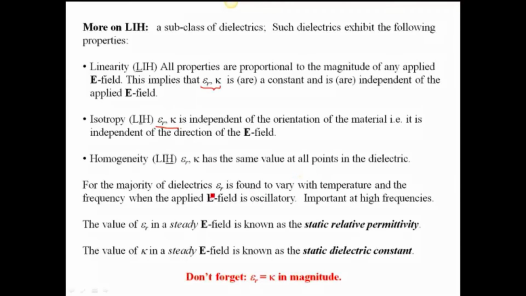For the majority of dielectrics, epsilon sub r is found to vary with temperature and the frequency when the applied E field is oscillatory. This is very important at high frequencies. The value of epsilon r in a steady E field is known as the static relative permittivity. Likewise, kappa in a steady E field is the static dielectric constant. And don't forget that in magnitude those two are equal, and they're unitless.